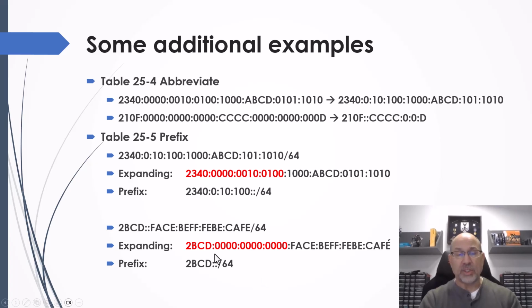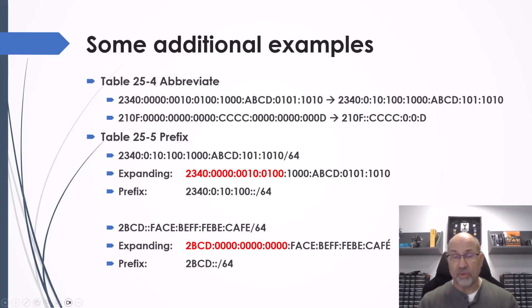Now, the reason it's colon colon is because we put all zeros here, right? So we see the colon colon 64 here, but it looks much shorter down here, but only because we started with zeros. Then we're going to replace all of this with zeros to get the prefix.